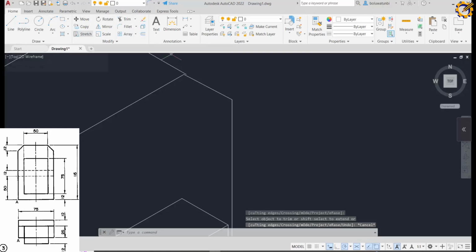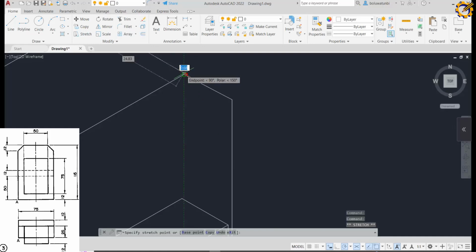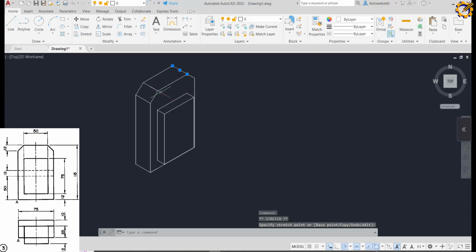Okay, so I think this should be right here, like this. I think the area is sorted also.